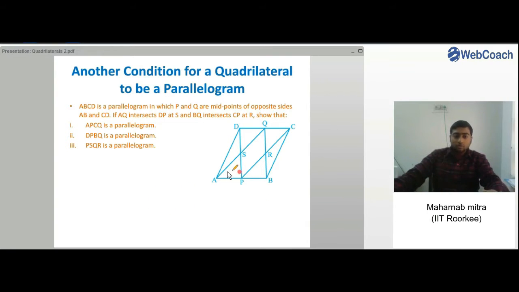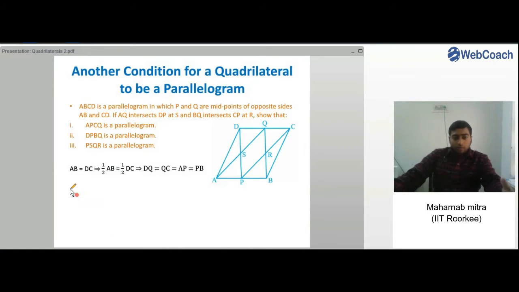APCQ, which is using the vertices A, P, C and Q, the quadrilateral formed by these four vertices is a parallelogram. We have to show that. Now let us look into the figure more closely.